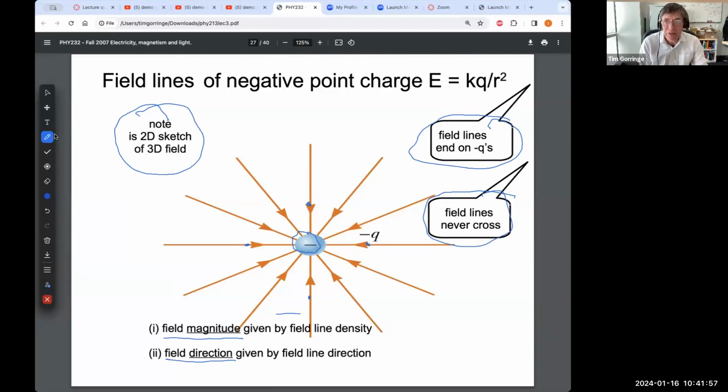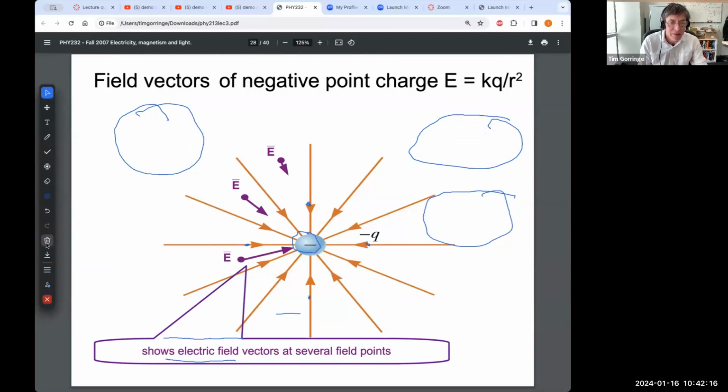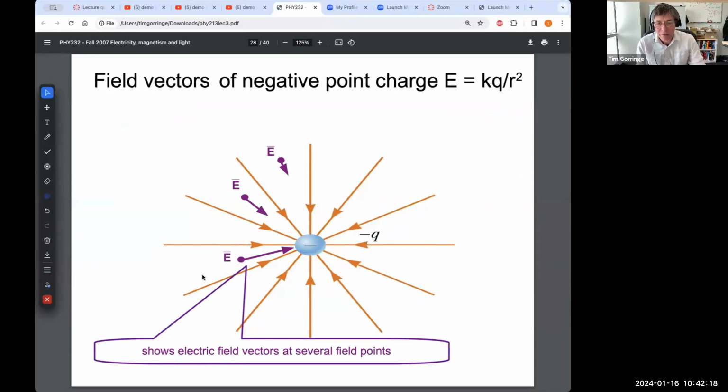Let me show you a couple of other, in the last 4 minutes, let me show you another couple of field line plots. If I can manage to get off this slide, which means controlling the pen.